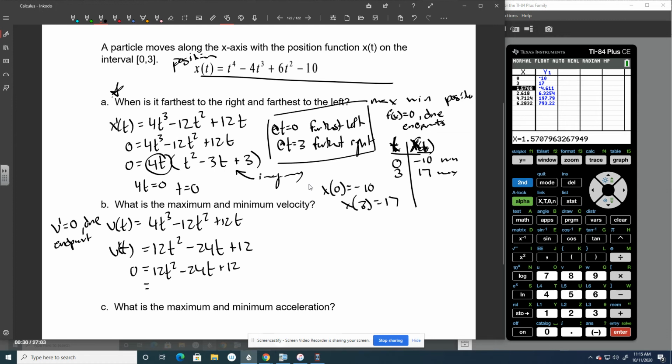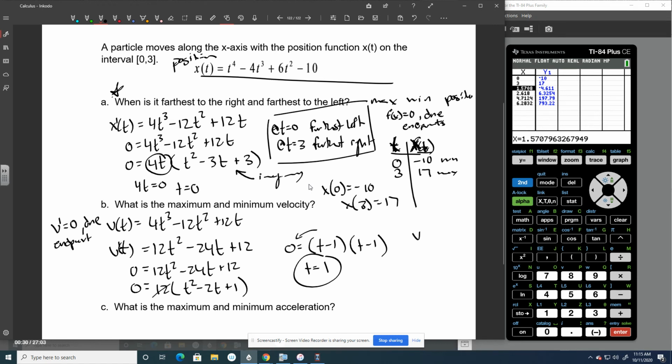I can factor out a 12, which is nice because it just divides away. So t squared minus 2t plus 1 equals 0. Well, that factors. That just becomes t minus 1 and t minus 1, right? So I get the same factor twice. When t minus 1 is equal to 0, t equals positive 1. That happens at 2 points, but I don't need to check both of them because it's the same point. So that's one of the values I'm going to plug in.